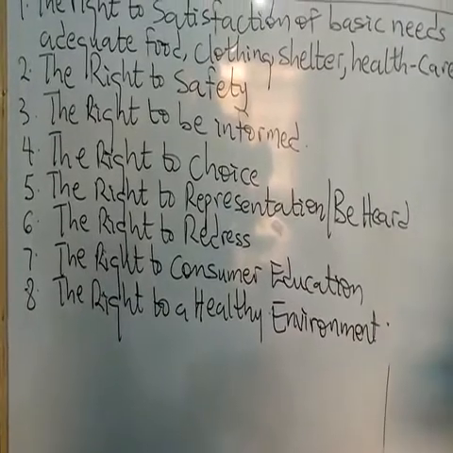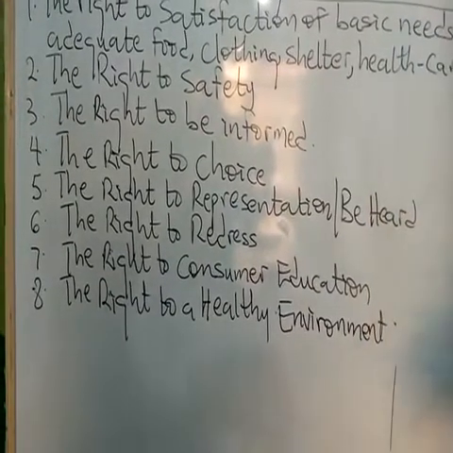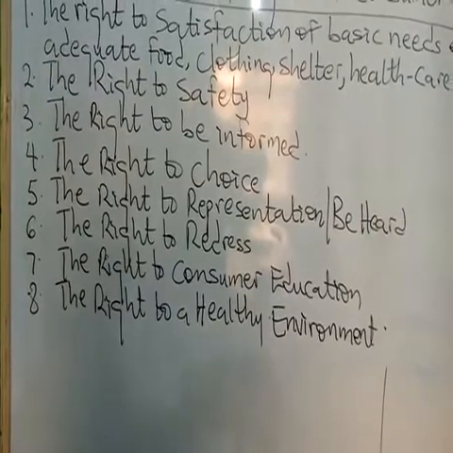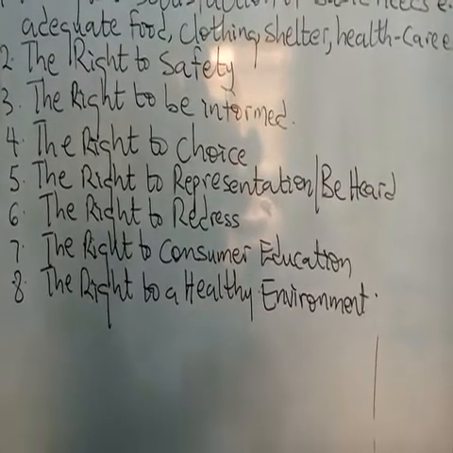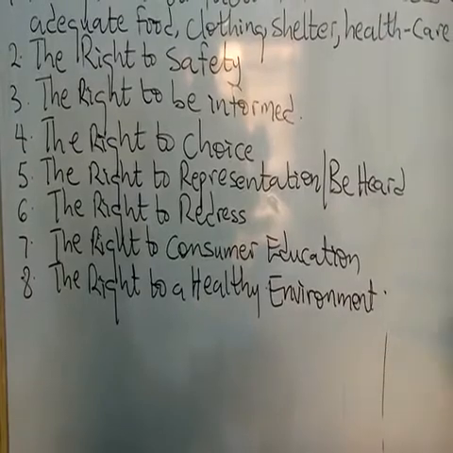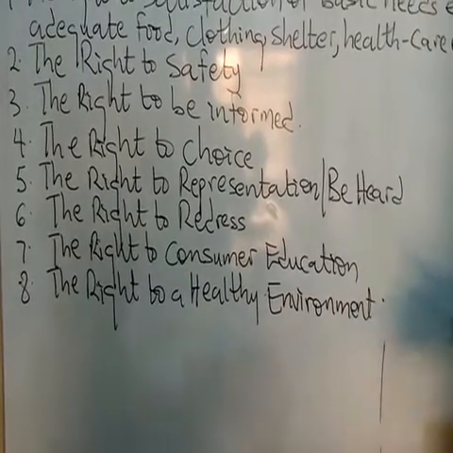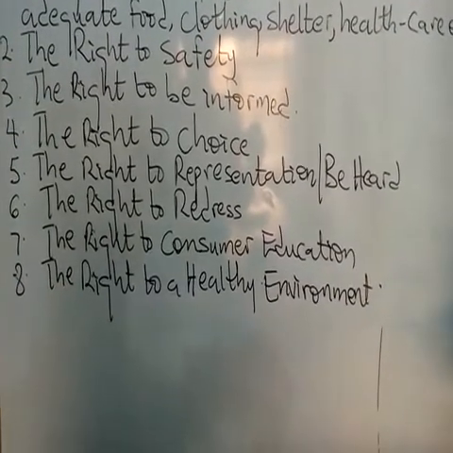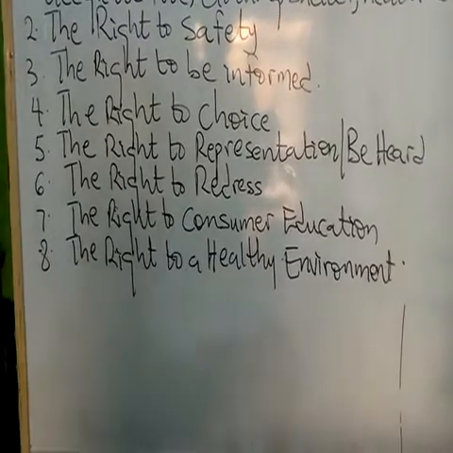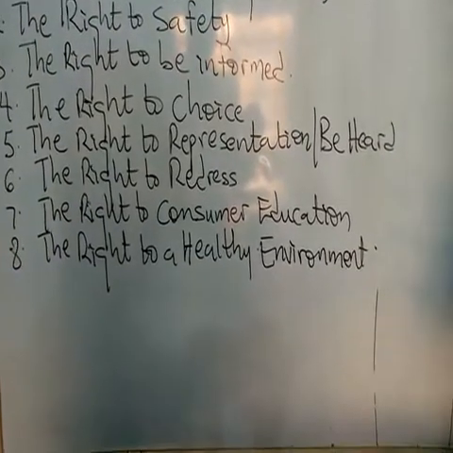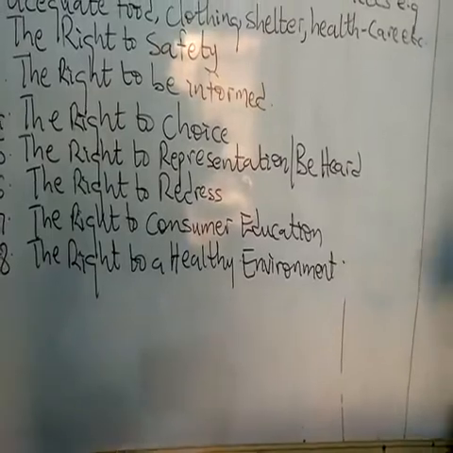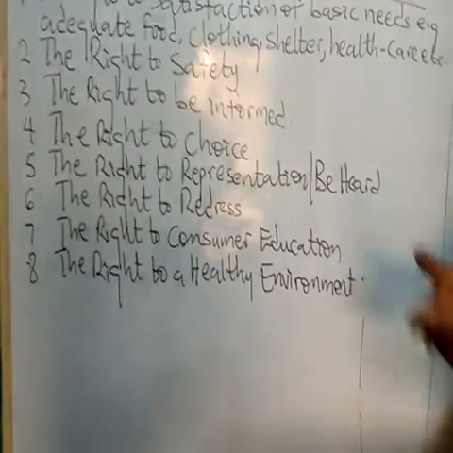Then number six, right to redress. That if the goods that he produced is not in good order, he can go to court. He can go to court for him to be heard. So he has right to do what? To redress. Number seven, right to consumer education. That is, he has right to be educated on what he is to produce to the market.